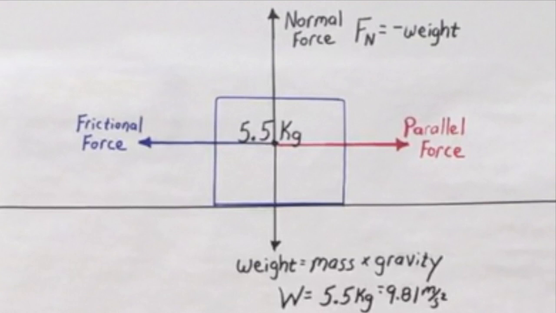The frictional force is equal to the normal force times the coefficient of friction, which is shown as the mu symbol. This we're going to calculate now. So let's take a look at this experiment in the physics lab.